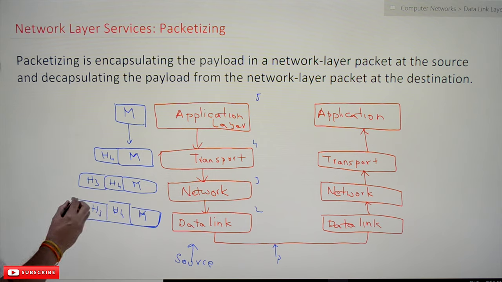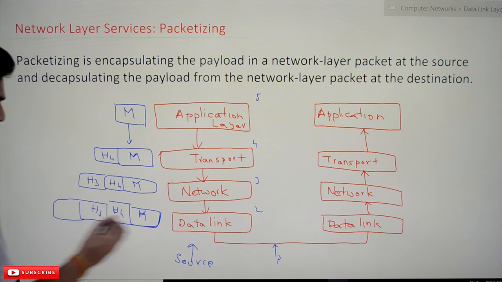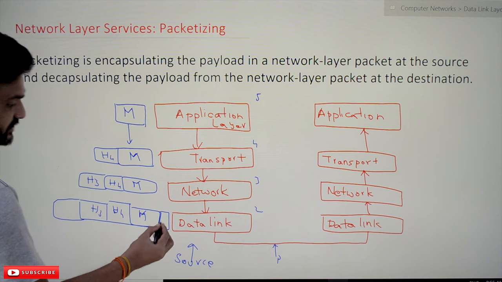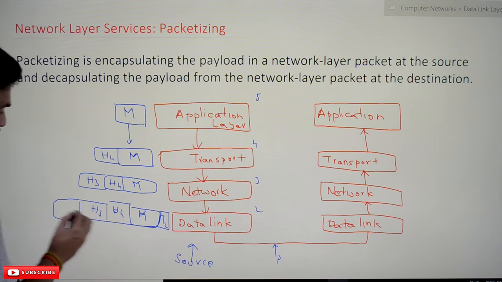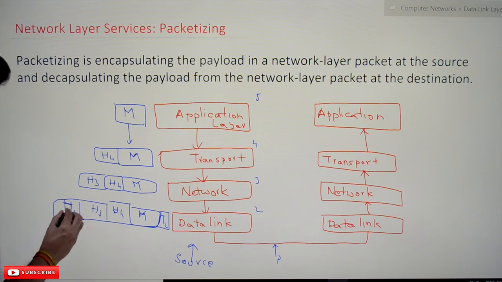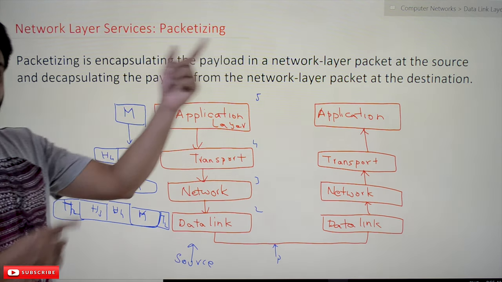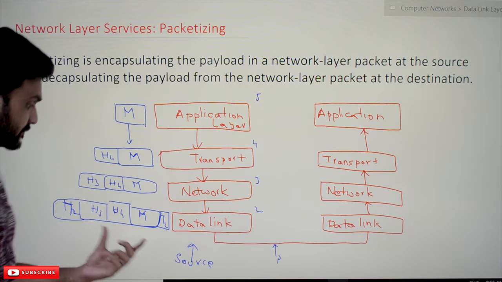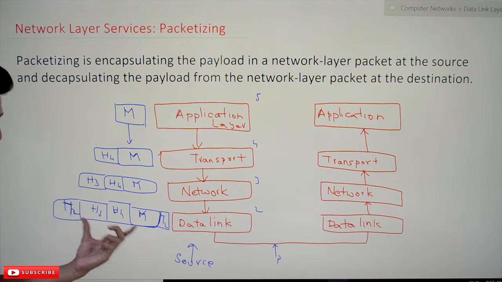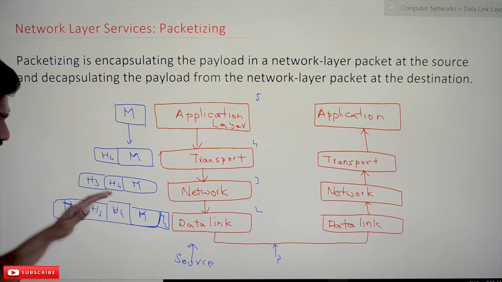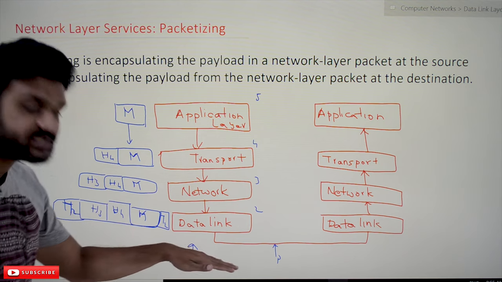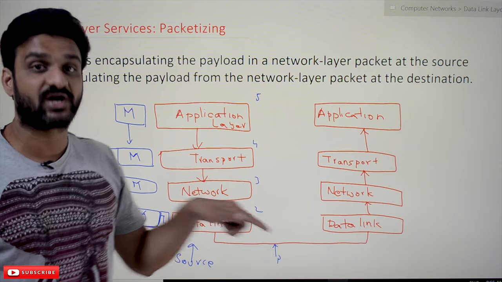So what happens is, it is having a header and a tail. The header for the data link layer, and this is the tail. So try to remember the frame that we have discussed in the data link layer. So this entire thing is what we call the payload. Now it will get transferred to the physical layer in the form of raw bits.